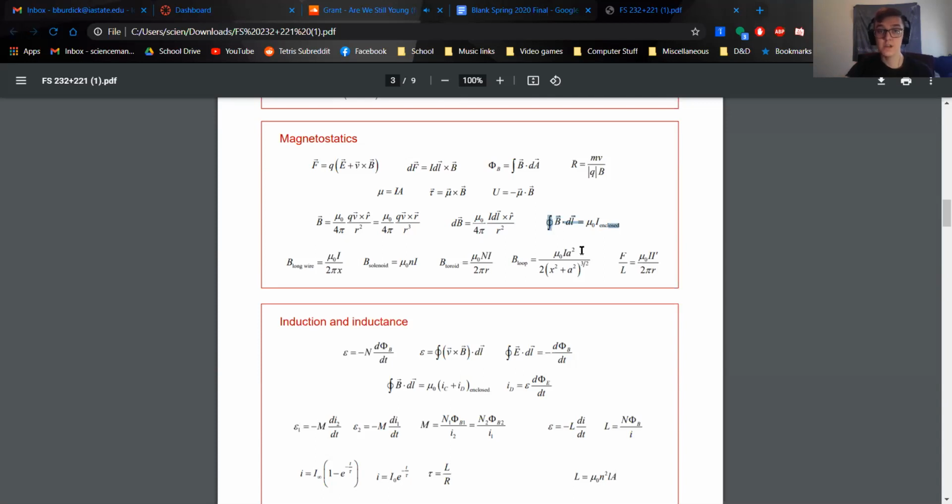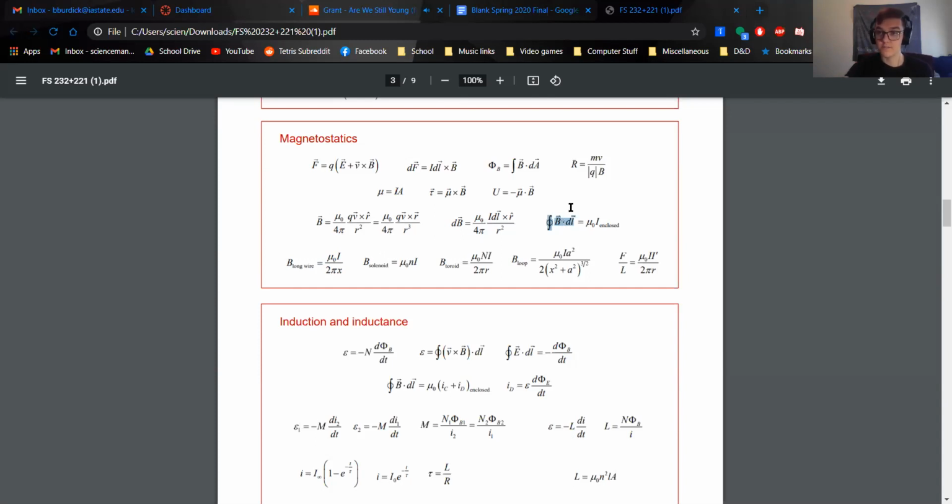Now we have Ampere's law. Ampere's law is very useful for rederiving this. Otherwise, in this course, it's not super helpful because most of the other formulas are given to you, but it's really nice if you ever need to figure out what the B field is for a complicated current density. But I wouldn't worry too much about it.